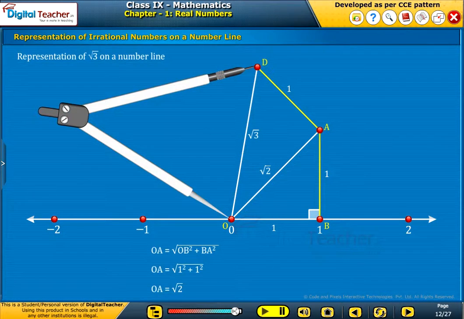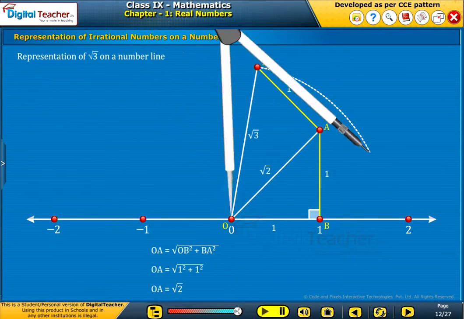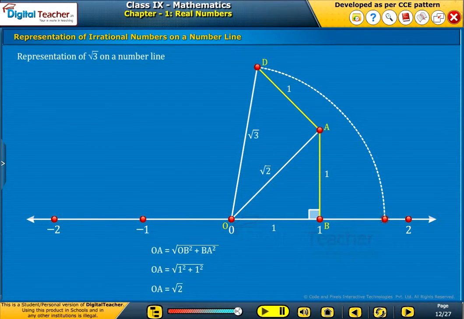Then take OD as radius, that is length of root 3, and construct a circle such that it meets the number line and mark the intersecting point C. So, the OC is also radius of the circle, which is the representation of root 3.